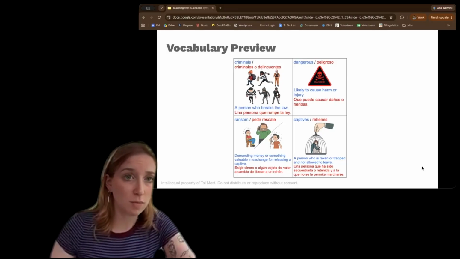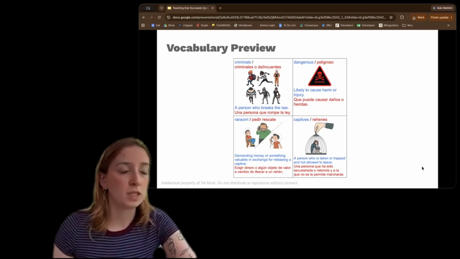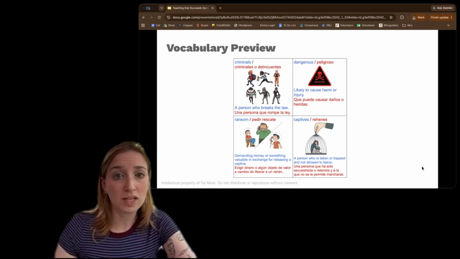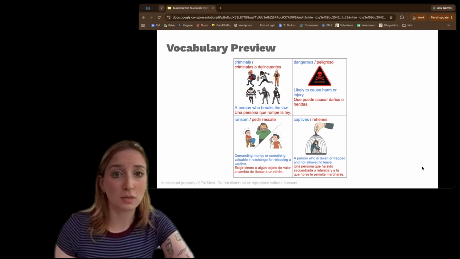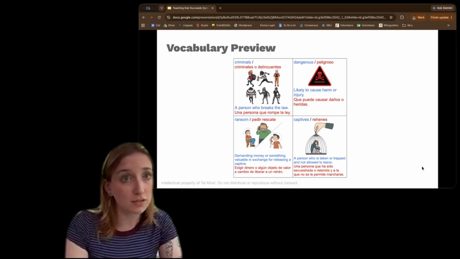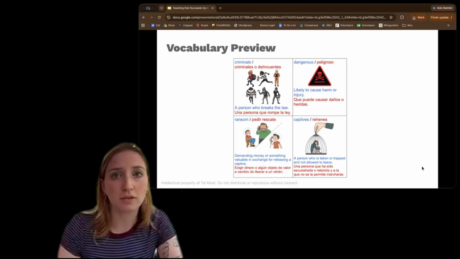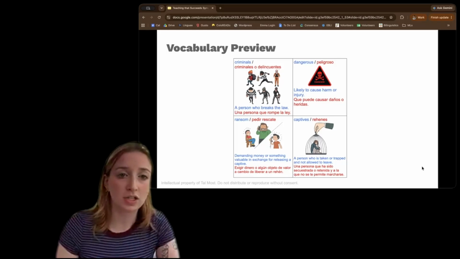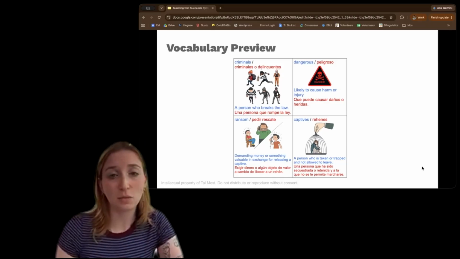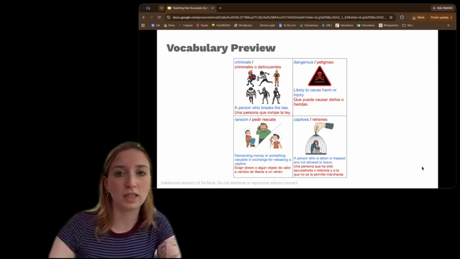In this text about pirates, it was all about keeping colonists captive for ransom. So we need to know those words in order to understand what's going to be going on. And I do keep this visual handy for kids while they're reading and allow them to reference it because the connection of the visual, the definition in the home language, and the word and definition in English is really impactful.